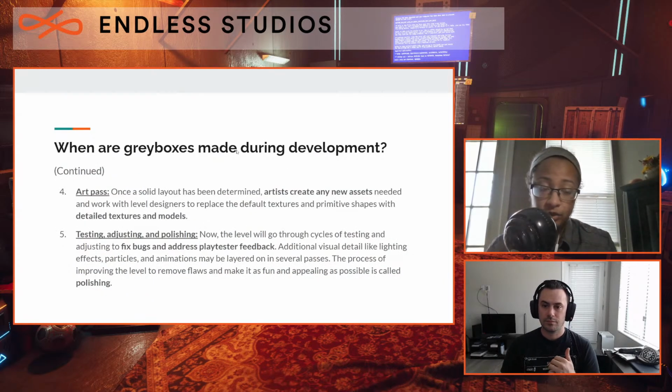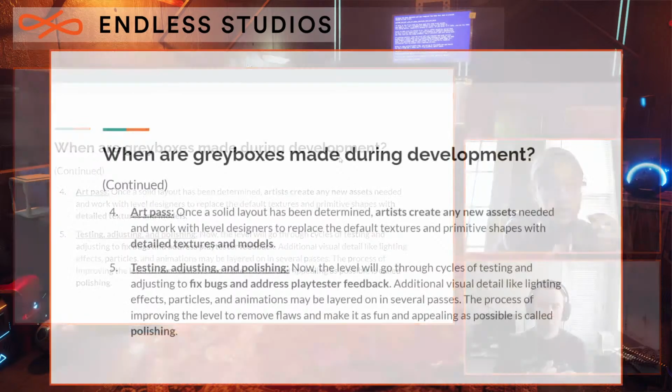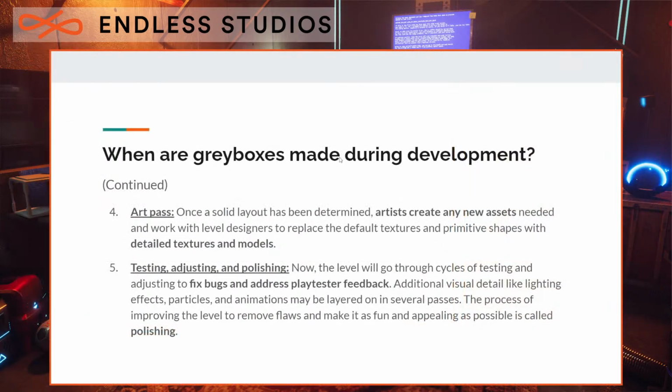And then after a gray box is made, what happens to it? First, there'll usually be an art pass. Once we've gone through testing of the gray box and found something that we like and that is fun, then the art assets will start to come in. Artists will develop the assets that don't already exist, and existing stuff that we're going to use will replace the ugly white and gray stuff with nice looking textures and details and finished models.